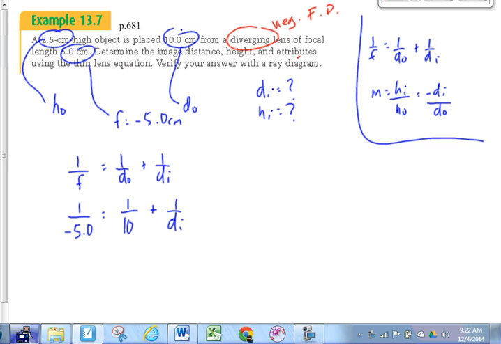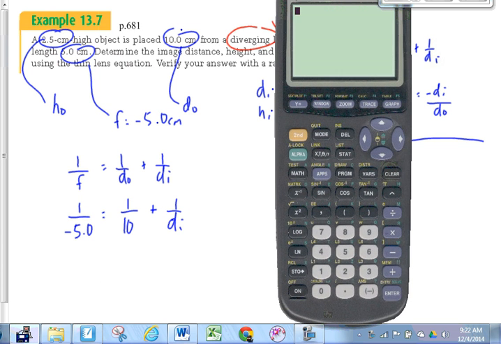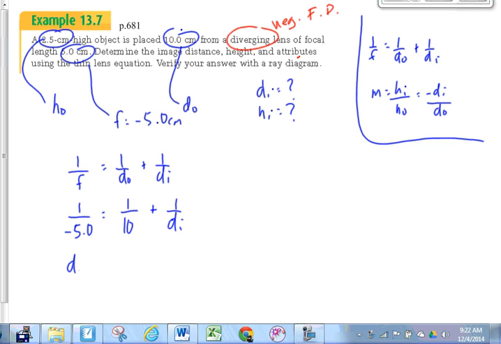Everybody try this on your calculator, please. -5, x to the -1. Take the 1 over 10 over by subtracting. So let's subtract 10 x to the minus 1. Negative 0.3. Well, I just solved for 1 over di, not di. So let's say x to the minus 1 of negative 0.3, and I end up getting negative 3.333.